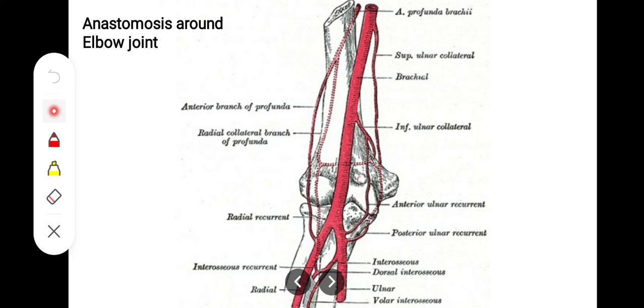So with this note we're done with the brachial artery, its various branches, and the anastomosis of its various branches with the other arteries, right?